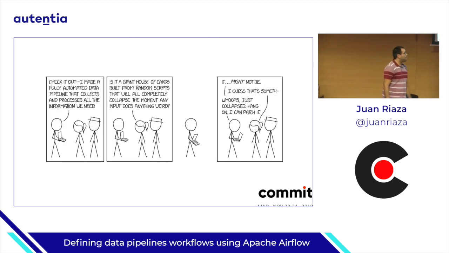So I'll give you 30 seconds just to read this comic strip from XKCD. Perhaps some of you have been already in that situation, right? If you've been building ETLs or data pipelines, they could get really complex, and sometimes you don't have that much control about them.